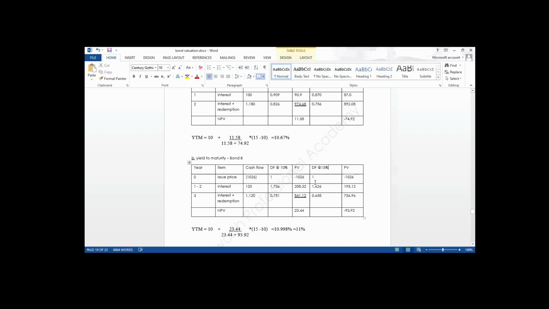Okay. Discount factor 15% year zero. What do you have? I don't. Sir, for year zero, I have one. It must be 1 now. Yes, it's one. Year zero is always 1. 1 multiplied by your cash flow. What is the cash flow in year zero?